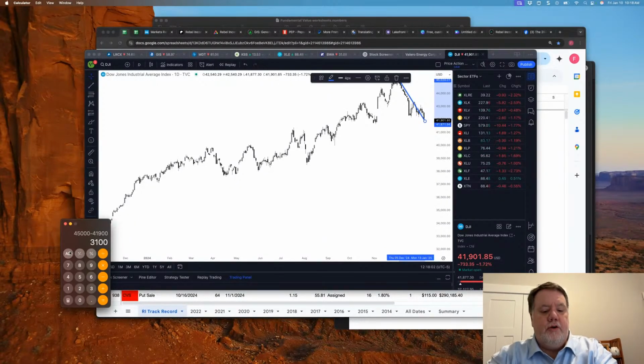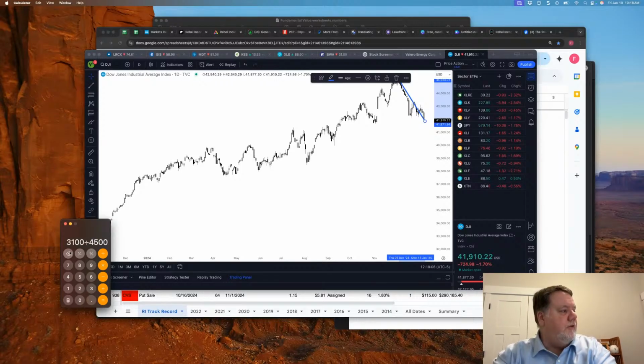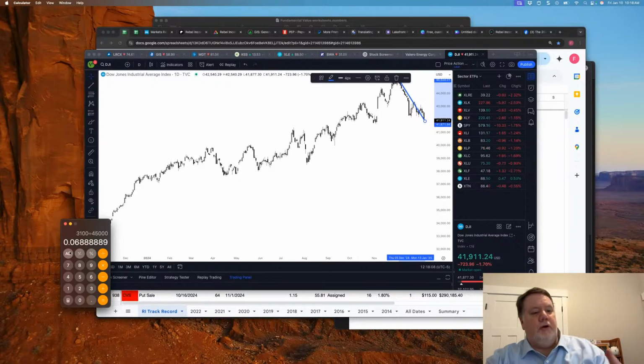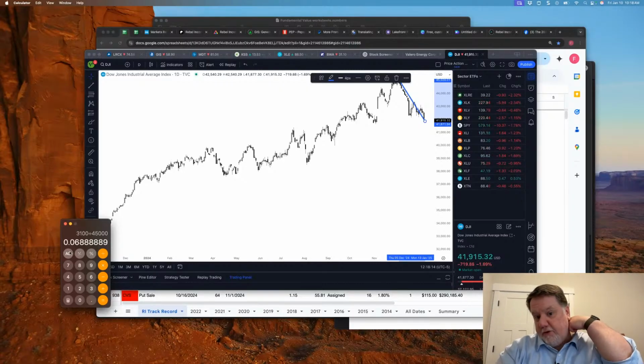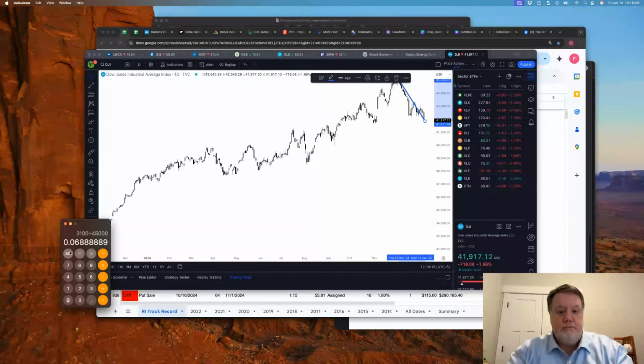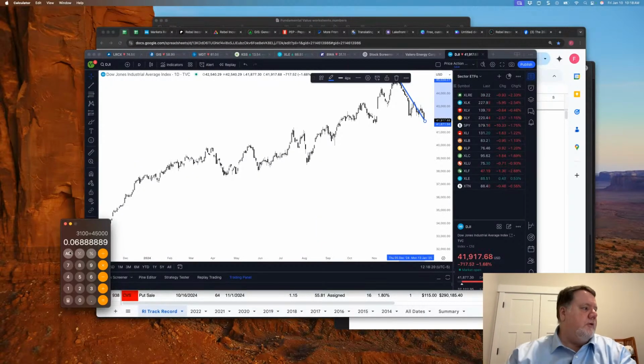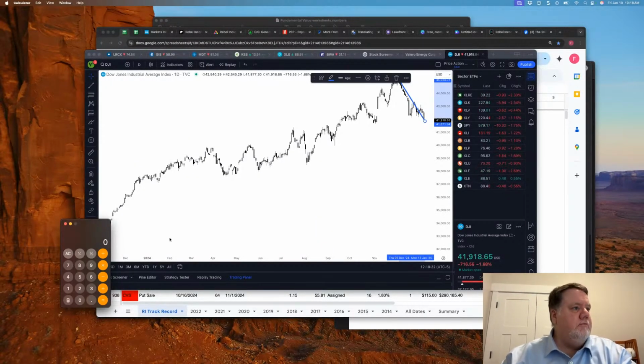So 3,100 divided by 45,000, 6.88% again. So even with this one that's a little bit more severe, none of these have approached correction territory. They may be starting to get there. And so, we could see some continued downside here.